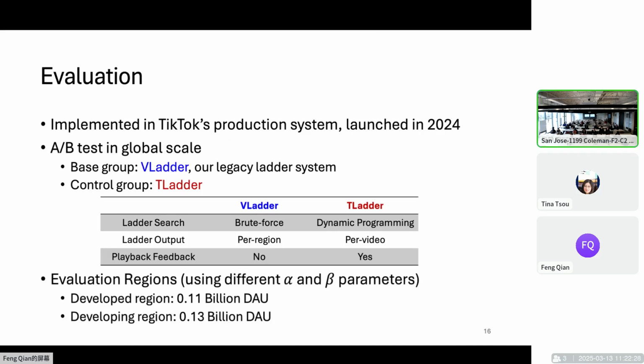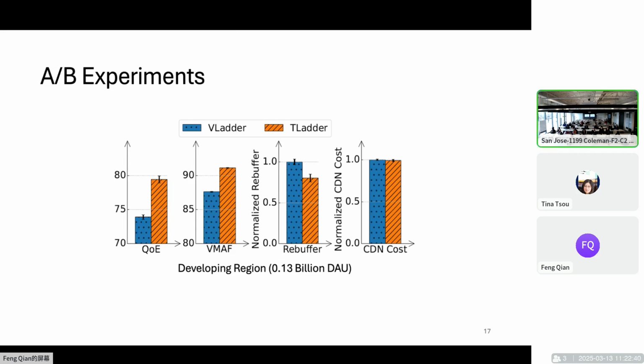We picked 2 regions for evaluation: a developed region and a developing region. You can see that they have a huge number of users, DAUs. Now this is the result for the developing region. We look at multiple metrics. First, the QE. Second is the VMAF, which is the video quality, then the rebuffering and the CDN cost. You can see that our new system, T-ladder, simultaneously improves at least the first 3 dimensions, and incurs similar CDN cost.